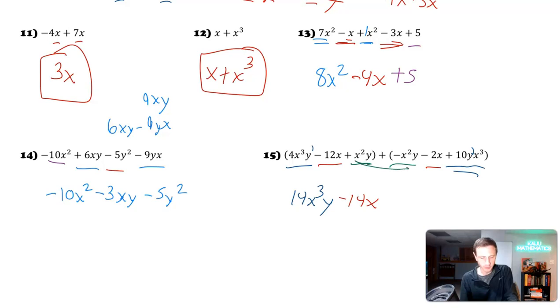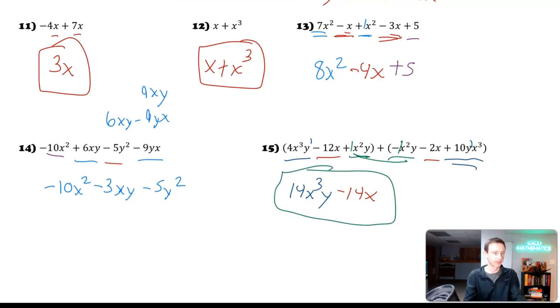So I'm combining these two. This is just looking at the coefficients. 1 minus 1 is 0. So I'm going to get 0. So that term is completely gone. All I'm left with is 14x to the third y minus 14x.